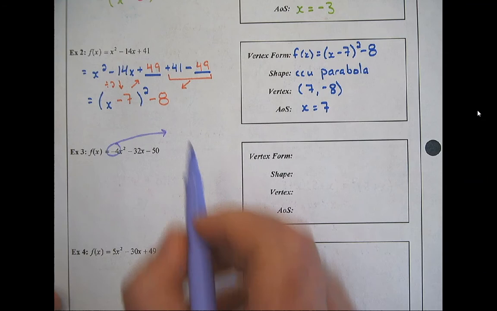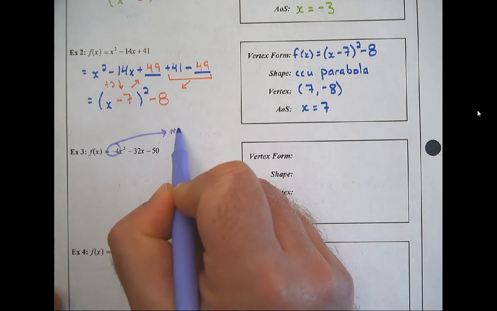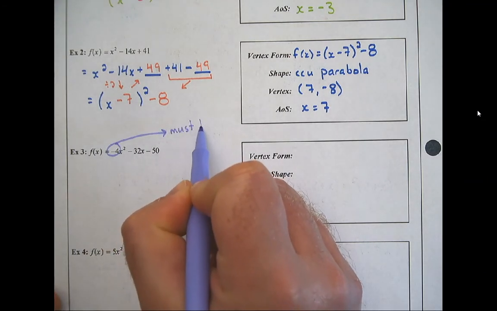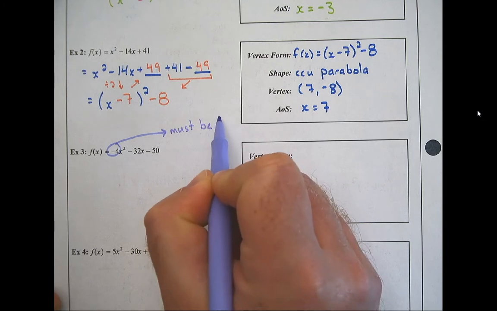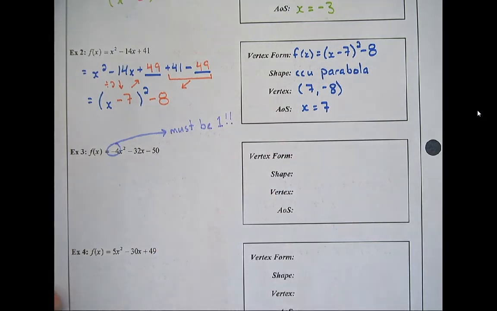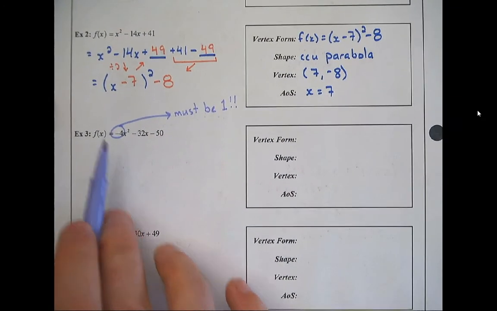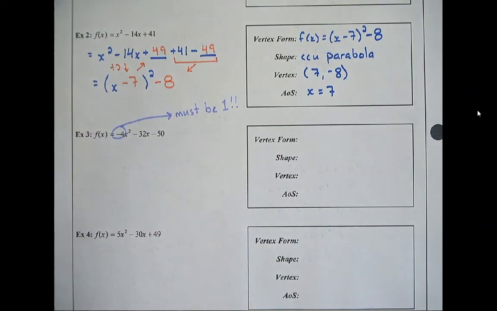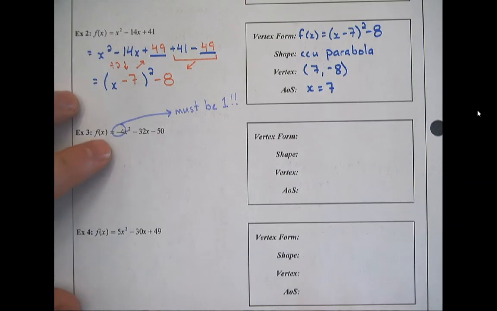You cannot complete the square unless this is 1. This must be 1. If that's anything other than a 1, this trick of cutting in half and squaring doesn't work. It's not equal. It's not algebraically sound anymore. So let's try this again. So what are we going to do with it?